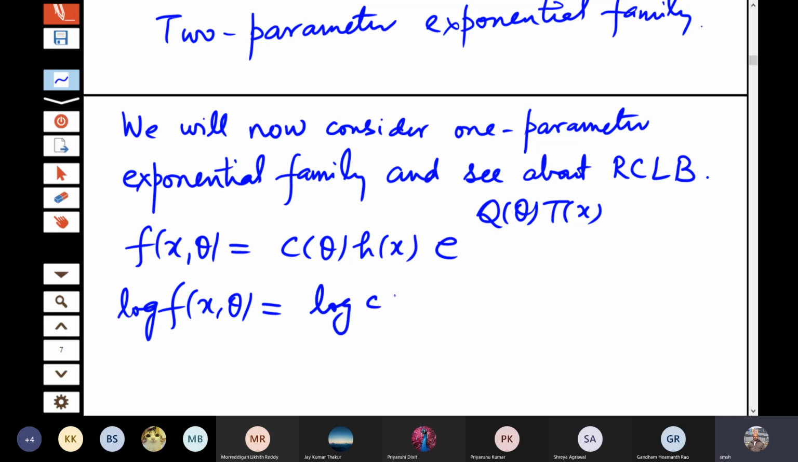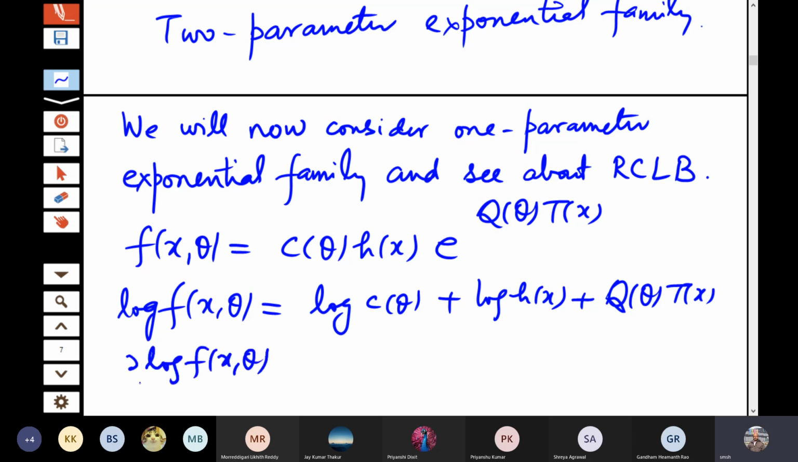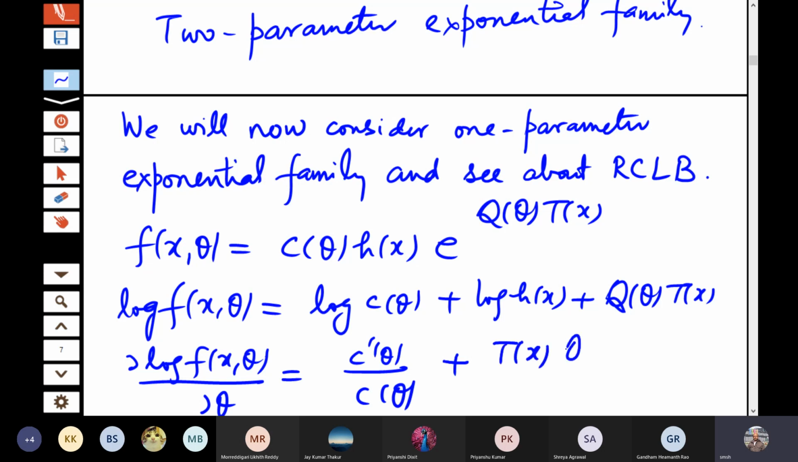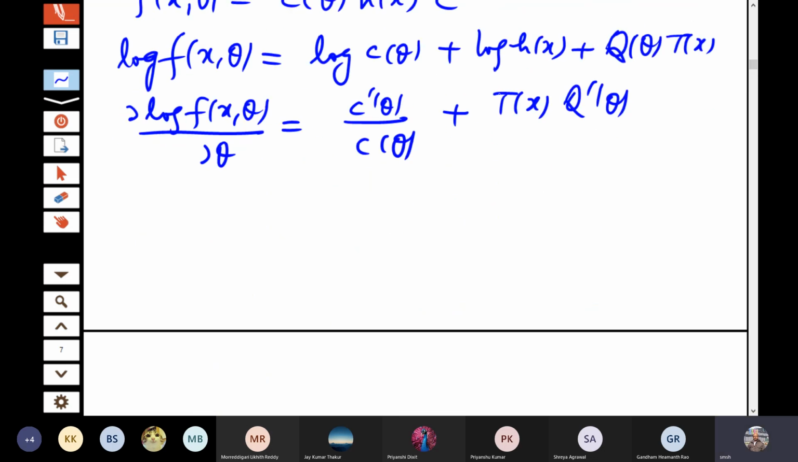So that becomes log of c(theta) plus log of h(x) plus q(theta) t(x). Okay. So if I consider derivative of this with respect to theta, I will get 1 by c(theta) into c prime(theta). Derivative of log h(x) will become 0, and then you will have t(x) into q prime(theta), where prime simply means the first order derivative.